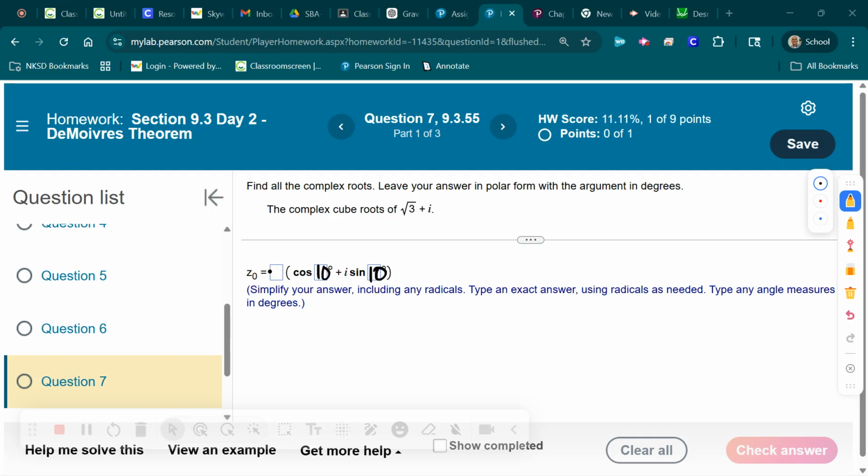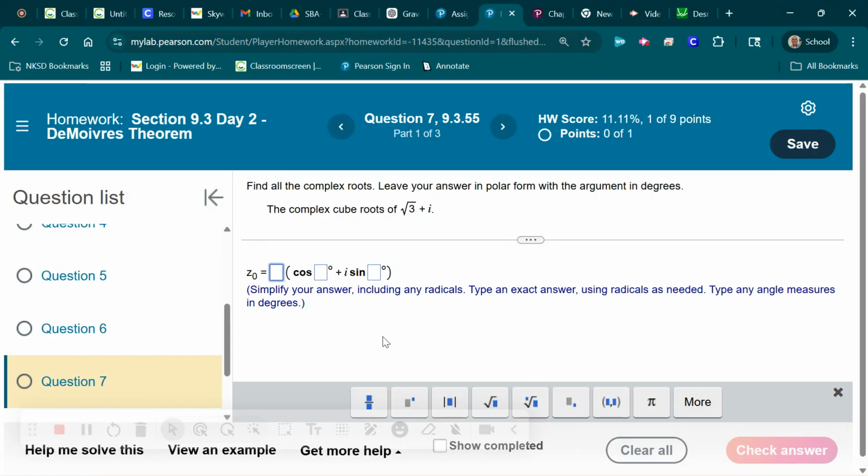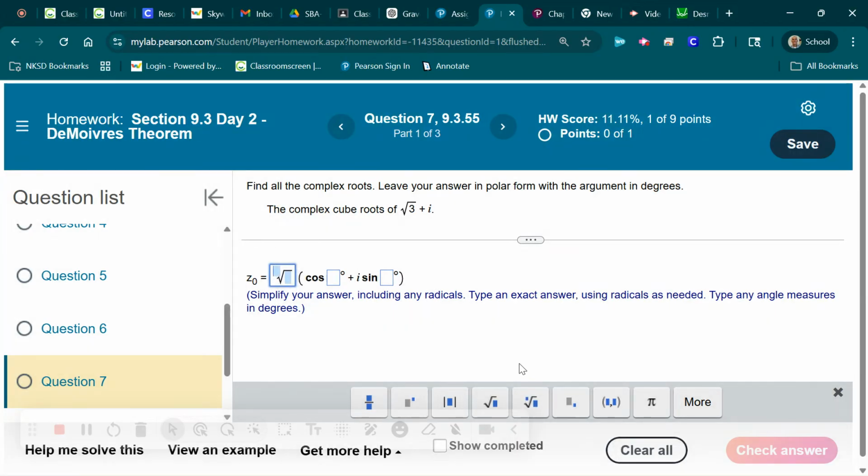2, but we're taking the cube root of it, right? So we want to put the cube root symbol of 2 in there. All right, so let's try that right now. Let me see if I can erase all this stuff here. Okay, it's not going to let me erase it. Give me a second here. Let me jump back over here. So I want the cube root, put the cube root right there of 2. And then here I want 10 degrees, and I want 10 degrees right there.